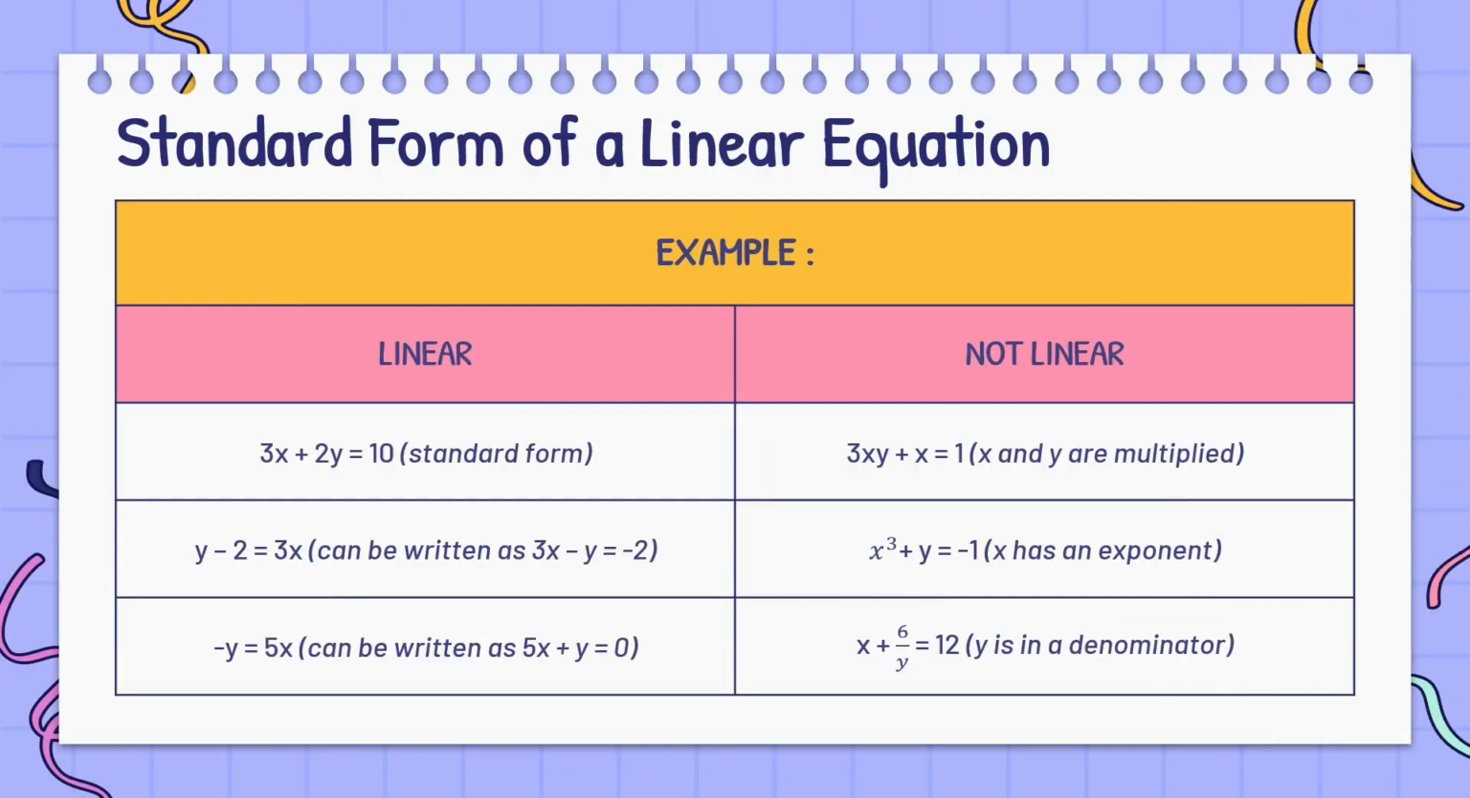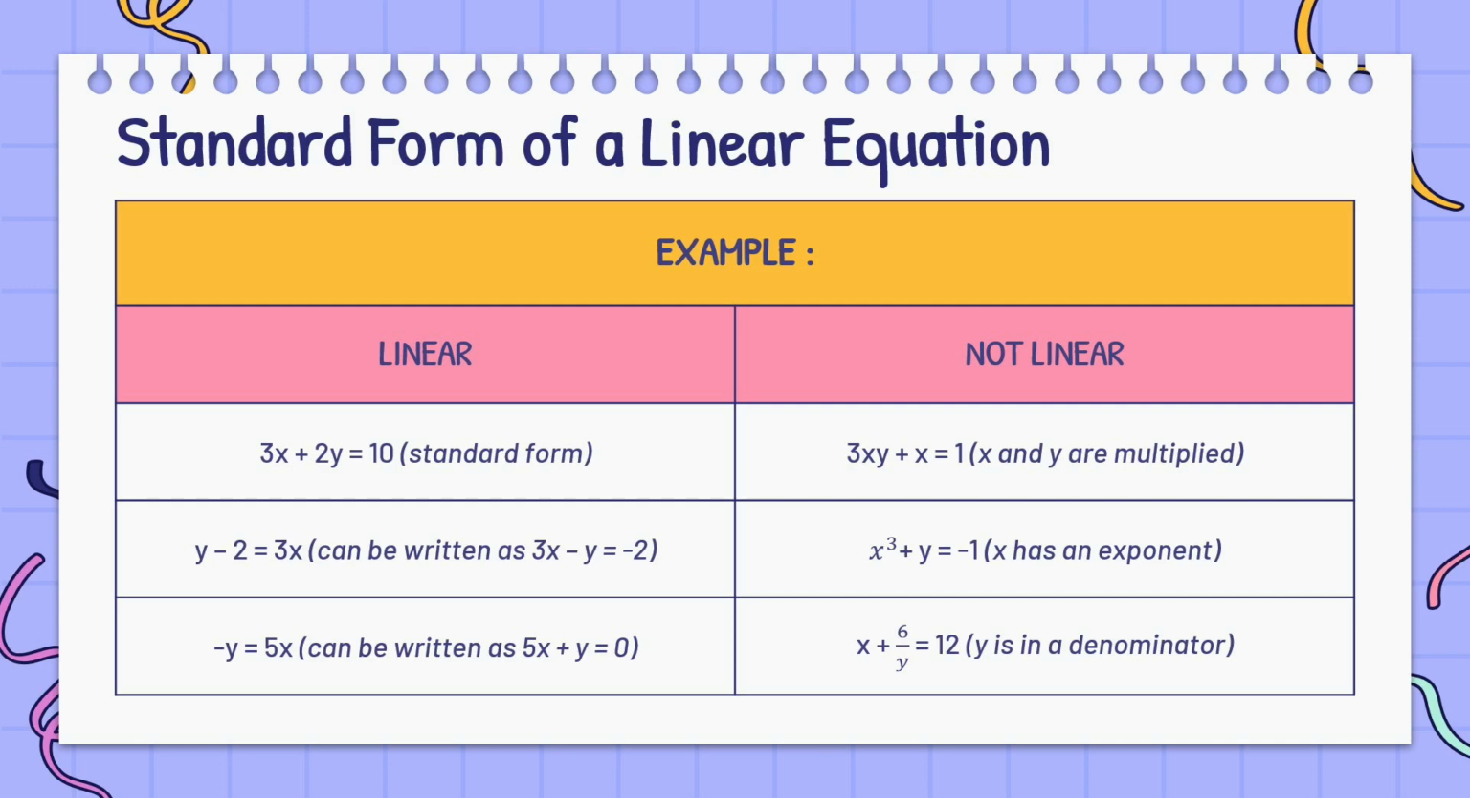And these are examples of the standard form of a linear equation. The table on the left side shows linear examples. Example 1: 3x + 2y = 10. This is the standard form of a linear equation. Example 2: y - 2 = 3x. This can be written as 3x - y = -2 because we can subtract y from both sides. And example 3: -y = 5x. This can be written as 5x + y = 0 because we can add y to both sides.